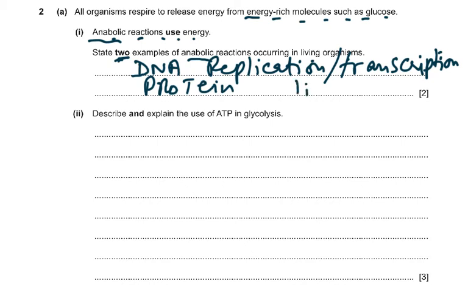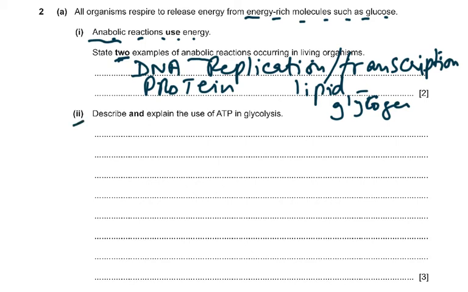Then you could have said to build up lipids, triglycerides or a phospholipid, or you could have said to make up a carbohydrate, like glycogen, or starch in plants. So anything of that could have been correct, or if you said phosphorylation, which is the formation of ATP.